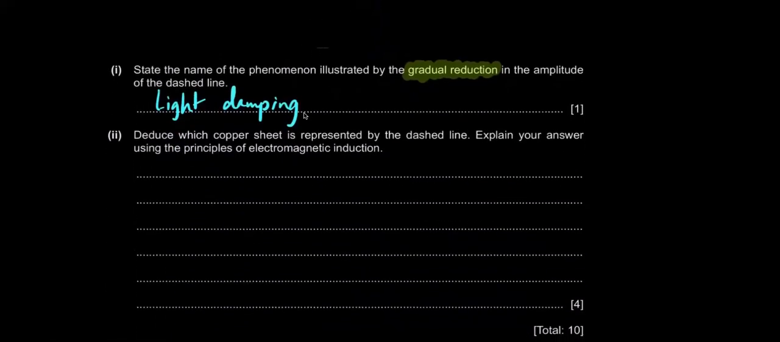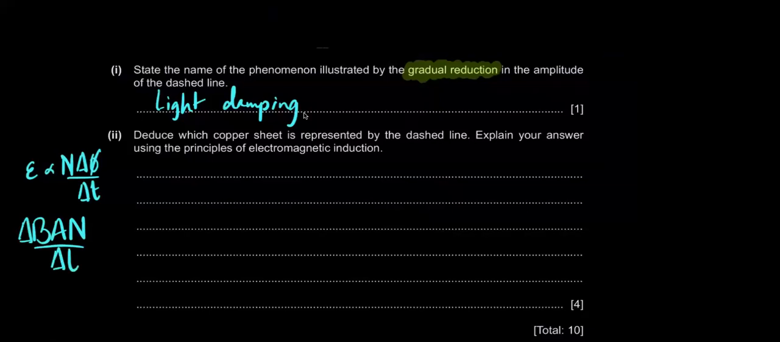Deduce which copper sheet is represented by the dashed line. Explain your answer using the principles of electromagnetic induction. So out of the two sheets, and this is a huge hint for me that I have to use the principles of electromagnetic induction, the equation that we just used above as well is that the EMF is proportional to n delta phi upon delta t. So we know that this is simply the change in flux upon the change in time. For both of these, they're placed between the same magnet. So if I just write this equation, flux upon delta t.